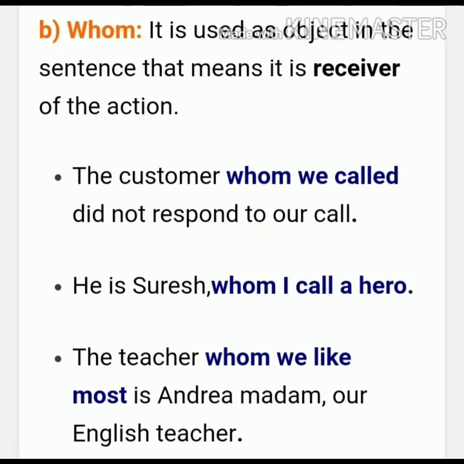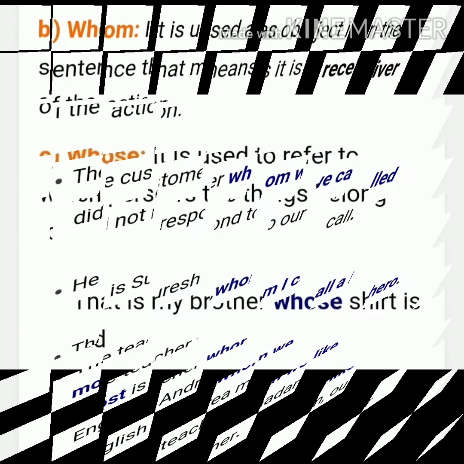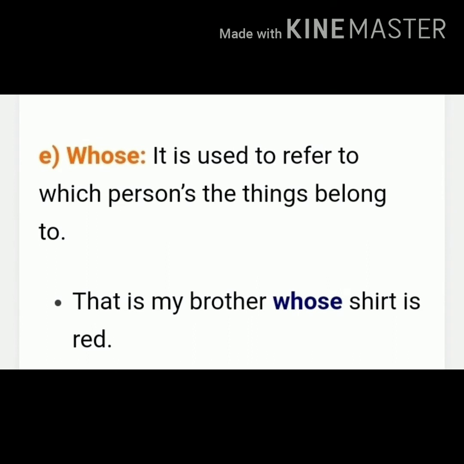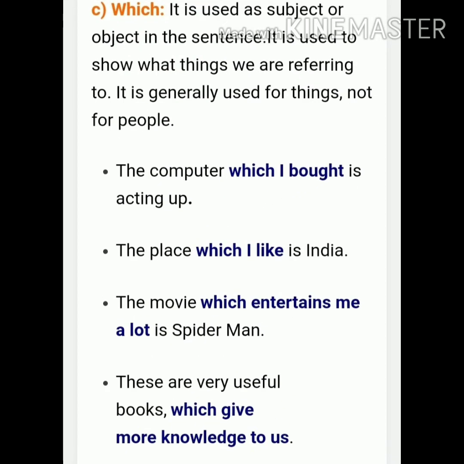Same way, in the next sentence, Suresh is the object because I call him a hero. So I am the subject and Suresh is the object. Next relative pronoun is whose. Whose refers to someone, the noun, to whom the things belong. For example, that is my brother whose shirt is red. So the shirt belongs to my brother. That's why we have used the relative pronoun whose.